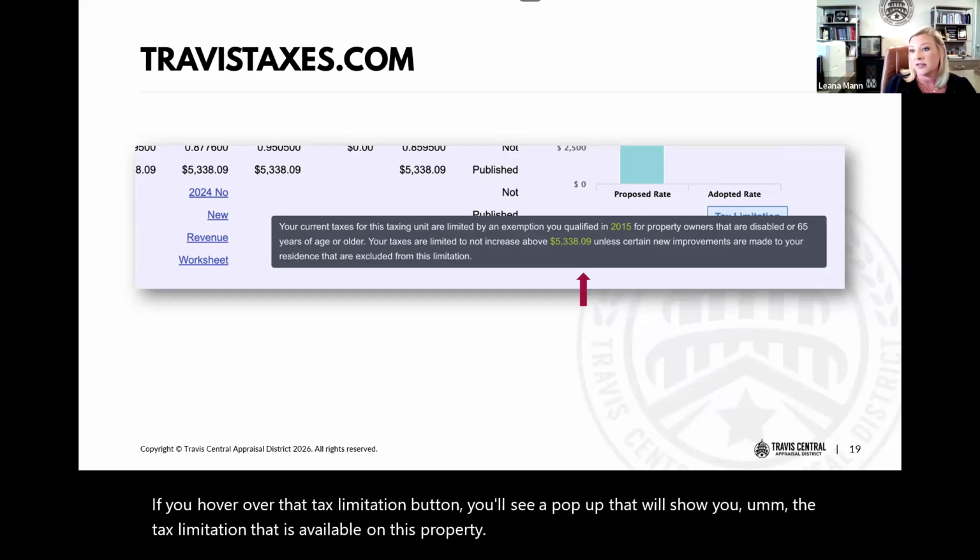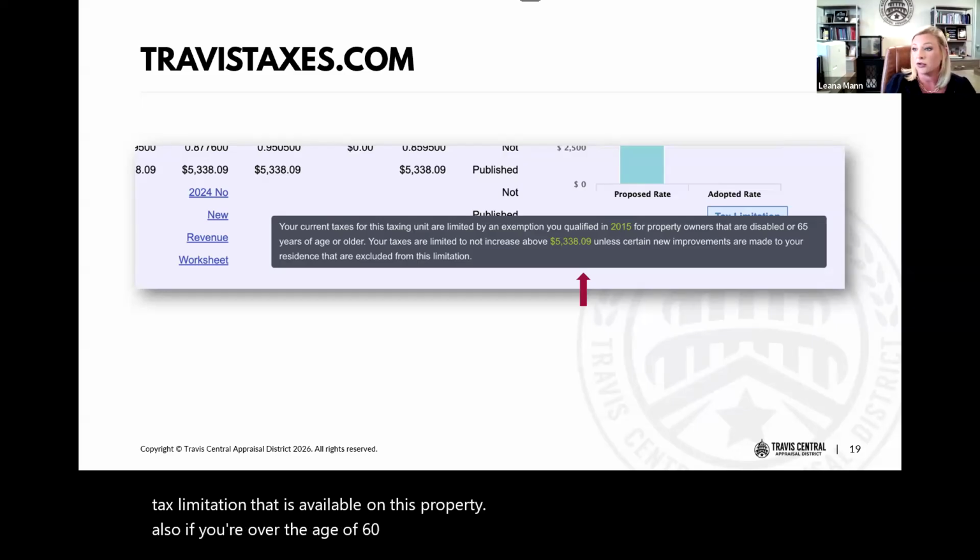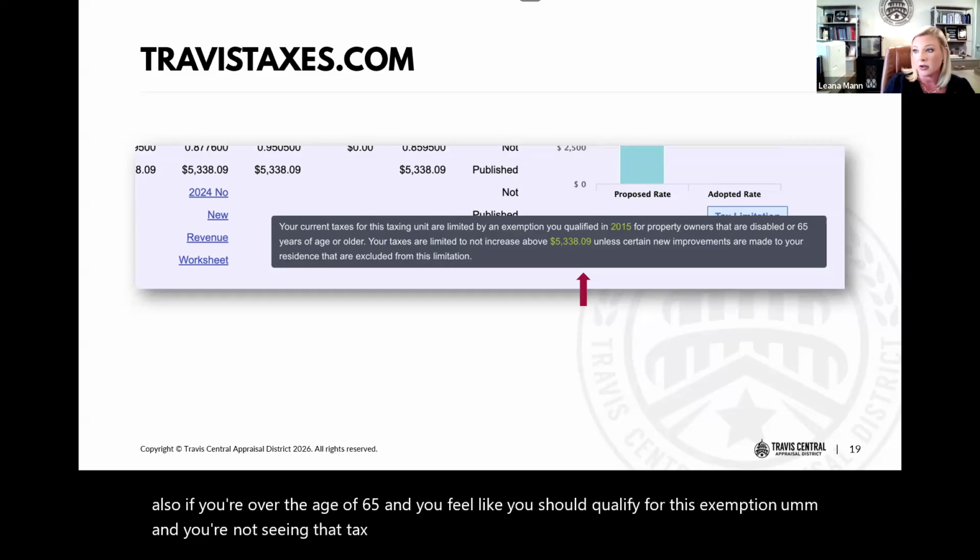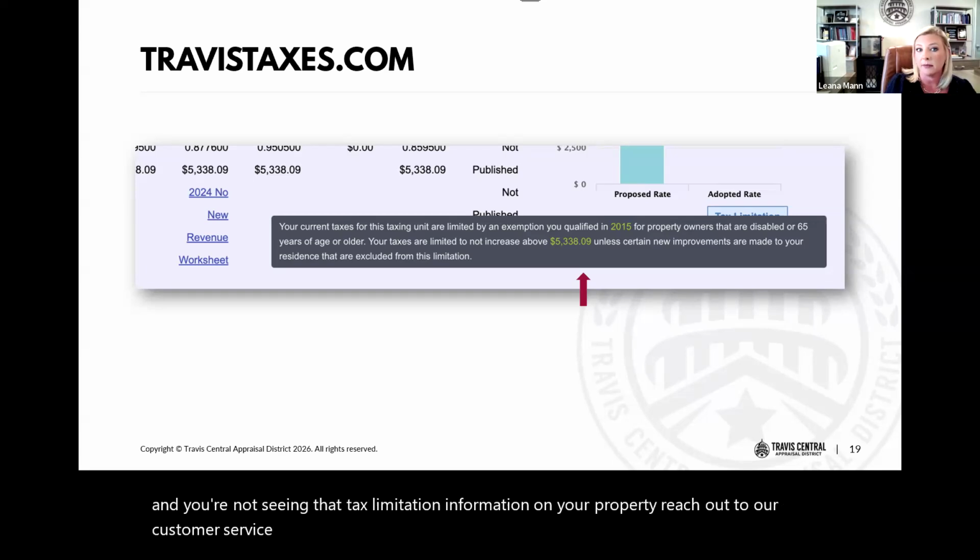Also, if you're over the age of 65 and you feel like you should qualify for this exemption, and you're not seeing that tax limitation information on your property, reach out to our customer service group and we can help you with that process and make sure we have an application on file.